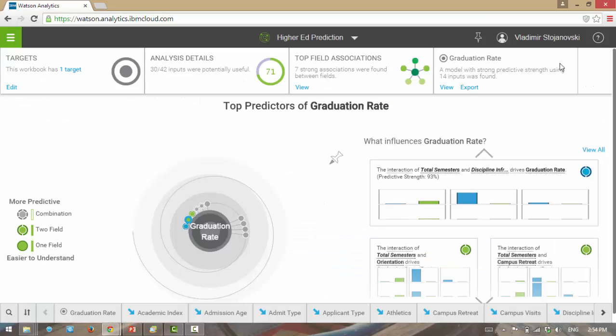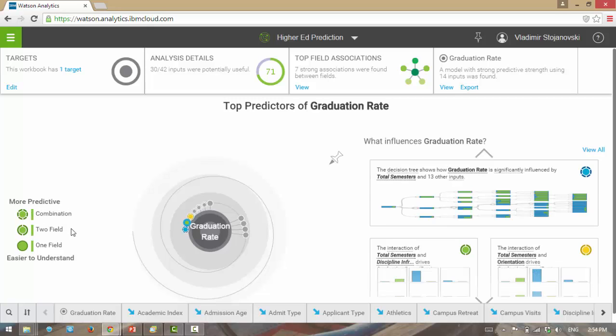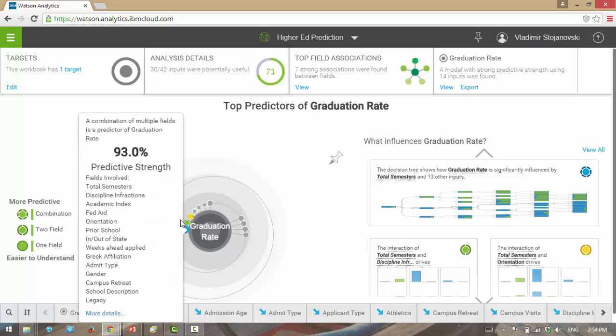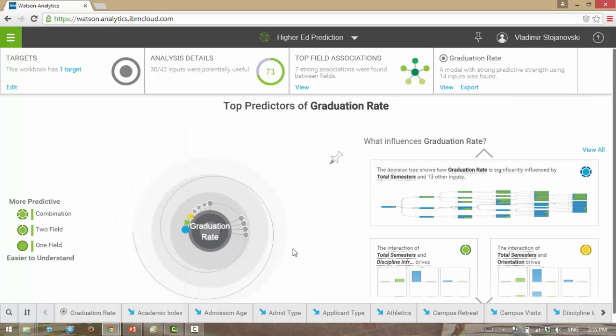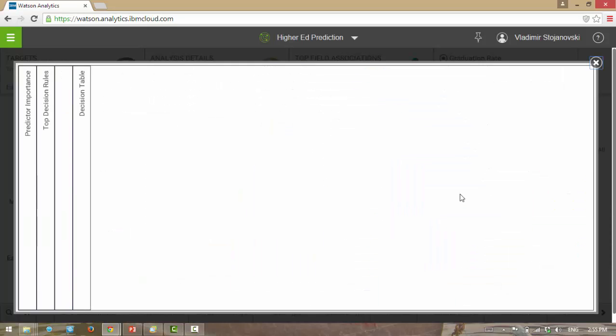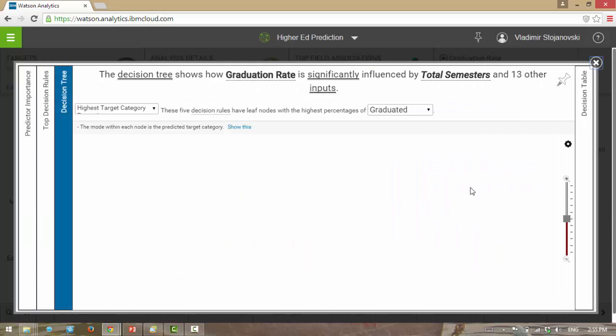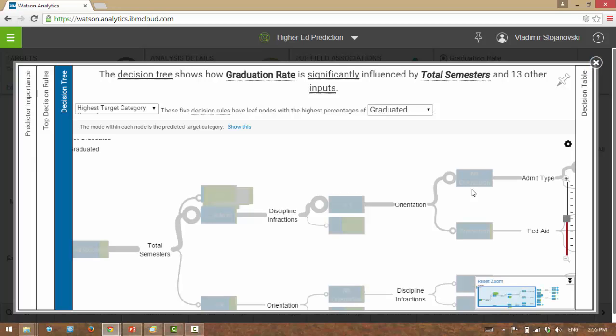And finally, a combination of 2 or more factors is an even better predictor of why something happens. So in our case, these factors taken together have a higher predictive strength than the previous variables that we looked at. Decision trees are a great way to visualize how multiple variables influence an outcome. Let's take a look at this decision tree. And decision trees also give us the business rules behind why certain things happen.